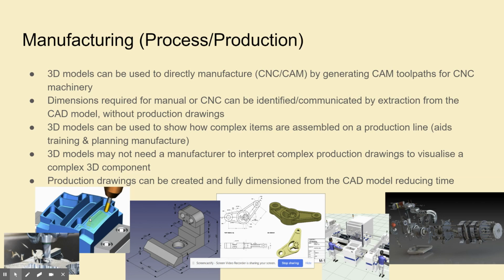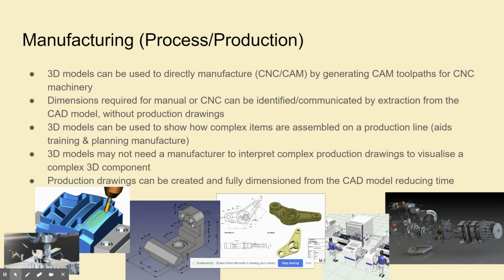The dimensions required for manual or CNC manufacturing can be identified or communicated by extraction from a CAD model as well. So we could, for example, just open a CAD model up and analyze different features of it without necessarily even having to make a drawing if we wanted to.